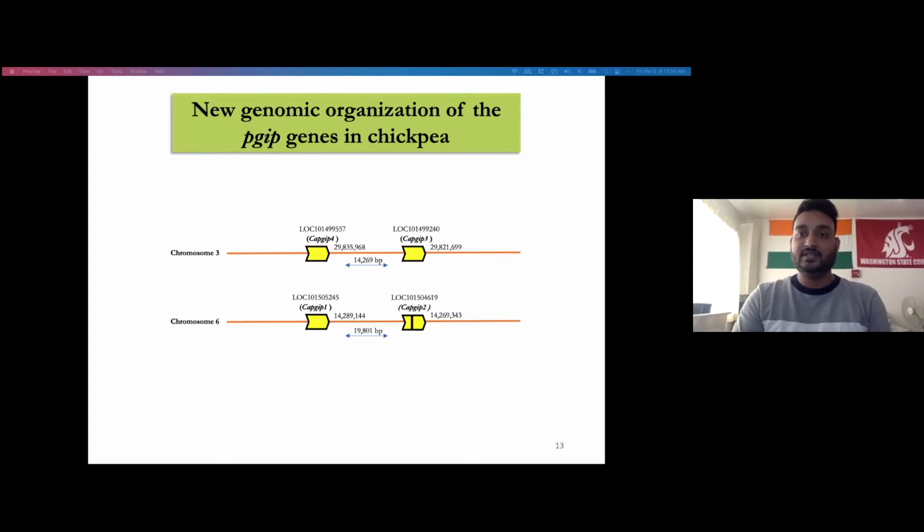So I propose a new genomic organization of Pgips in chickpea. The old ones, Pgip1 and 2, are on chromosome 6, and the new ones, Pgip3 and Pgip4, are on chromosome 3. Pgip2 might not be a true Pgip, and I will let you know why in the coming slides.